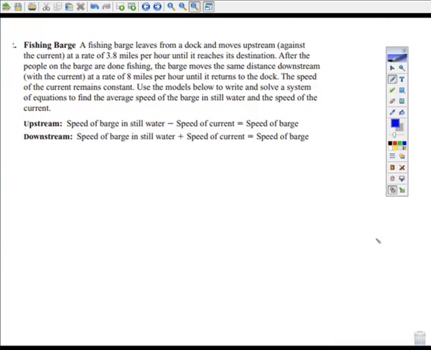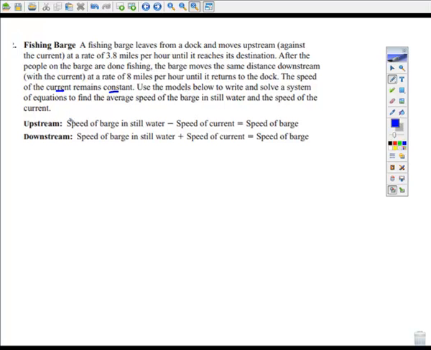Okay, fishing barge. A fishing barge leaves from a dock and it moves upstream against the current. So you're fighting the current, and it's going at a rate of 3 8/10 miles per hour until it reaches its destination. After the people on the barge are done fishing, it goes downstream the same distance, but now it's going with the current, so it's pushing it along, and now it's going at a rate of 8 miles per hour until it returns to the dock. The speed of the current remains constant, so going upstream and downstream, the water's moving at the same rate.